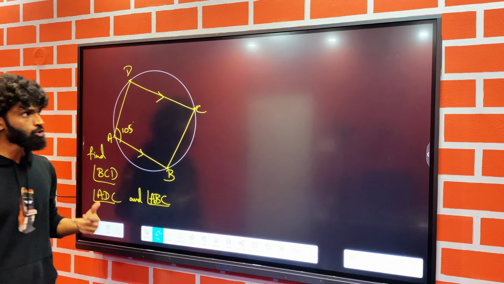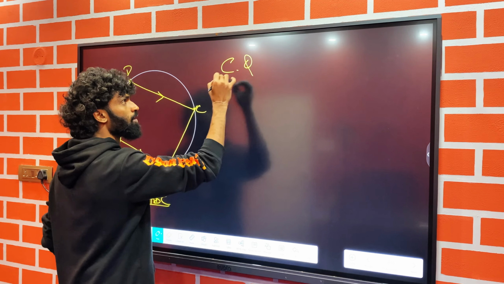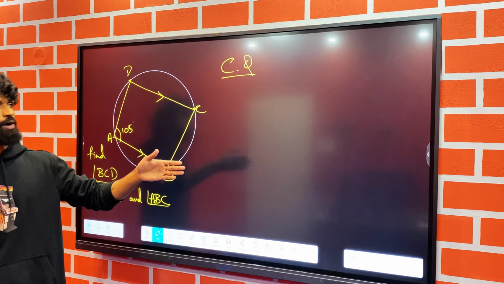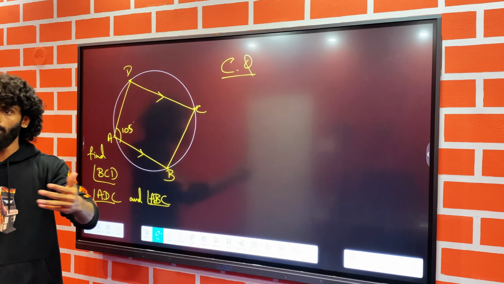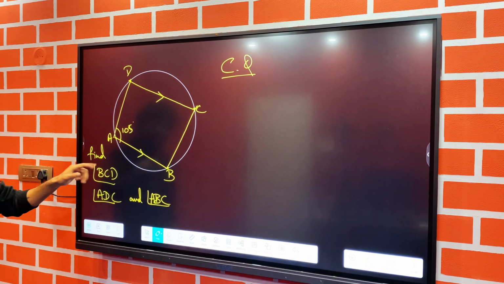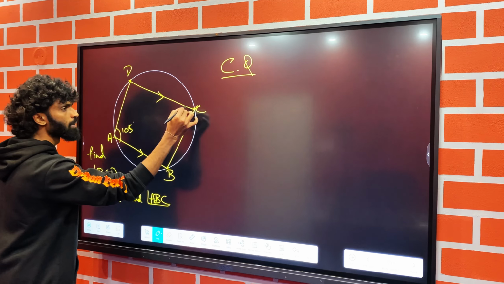Now, why is it important for us to realize if it's a cyclic quadrilateral or not? If you're done with the finding part of cyclic quadrilateral, I'll be able to apply theorem number 4 or 5 depending on my scenario. Right now, the first sub-question talks about finding the angle BCD. BCD. I'm supposed to find this.